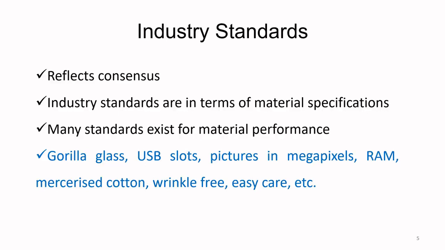Mercerized cotton. Everyone in the industry understands what is mercerized cotton. It means one and the same thing. Wrinkle-free is another industry standard. All the people who are making shirts like Raymond, Color Plus, or Arrow, Louis Philippe, Allen Solly. So wrinkle-free is one industry standard. It does not get wrinkled so easily.